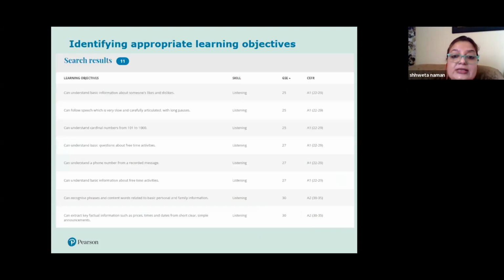So this is the learning objective, and you can see that we have aligned a certain point to the learning objectives. At the level of 25, GSE level of 25, we have stated the learning objective that is aligned is the learner can understand basic information about someone's likes and dislikes. So how is it helpful? Because the teachers can design the courseware accordingly, according to the learning objectives that are given there, and they can just map the learner's performance on this scale. And in CEFR, the level is A1. So everything is aligned to this. You can just see that.